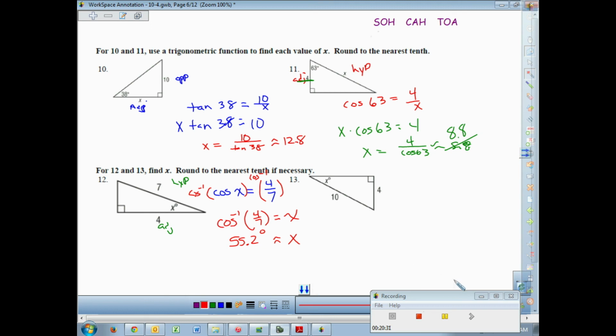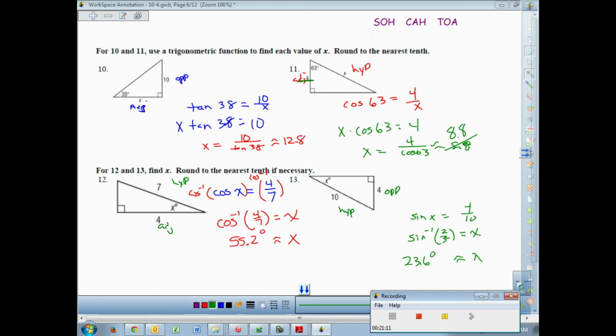Pause the video, get that done. You are dealing with opposite and hypotenuse, so that's the sine function. You don't know the angle measure, so you need the inverse sine of 4/10. If you want to reduce it, reduce it. If you want to leave it 4/10, leave it, because you're going to get a decimal back anyway. So there you go. Pretty good refresher of trigonometry.